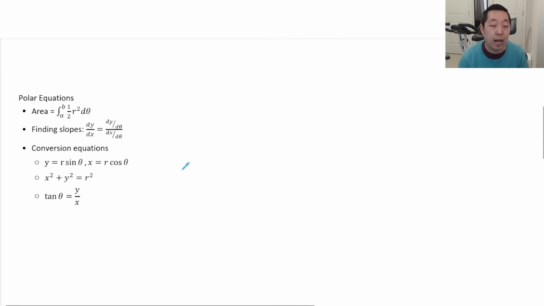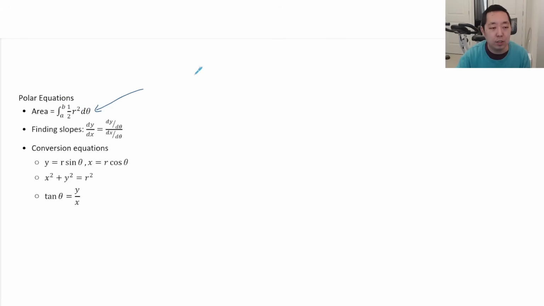Okay, polar equations. Polar equations are a kind of parametric. You're parameterizing by an angle theta specifically. So you want to know the conversion equations here, right? y is r sine theta, x is r cosine theta, as well as x squared plus y squared is r squared, and make sure you can convert between the two if necessary. And then the main thing you need to do is usually not the arc length, but the area equation, which is the integral of 1/2 r squared d theta between a and b.